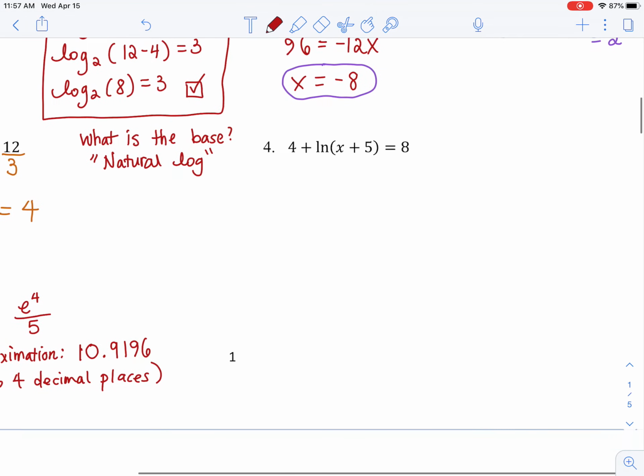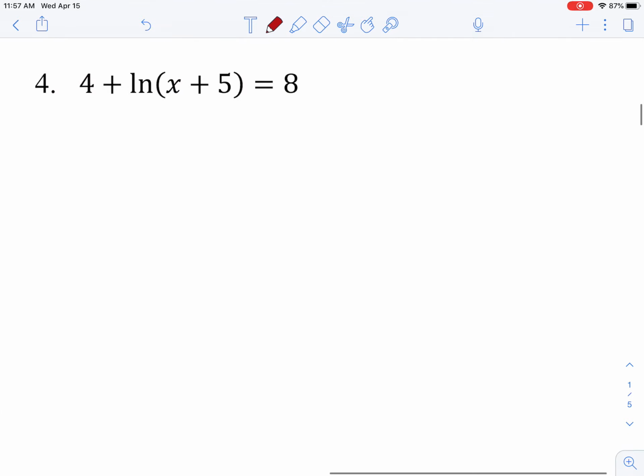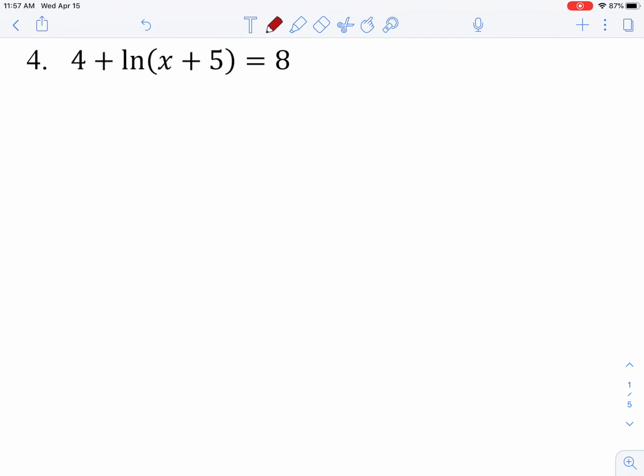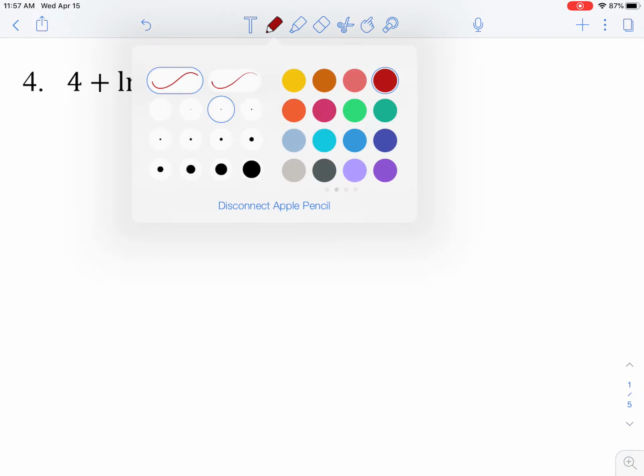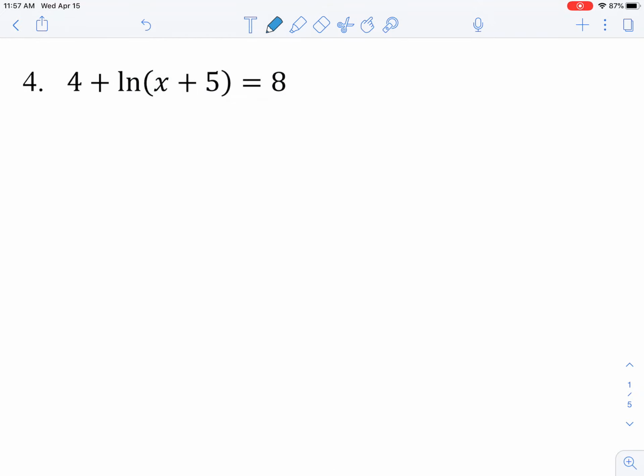But let's do one more. Let's do another logarithmic equation, or the natural log equation. Sorry about that. It got flipped. All right, let's solve this. Now, the previous one, we divided by 3 to start the problem, but we're not going to divide by 4 here. You see the 4 is positive, so to cancel out that positive 4, I'm going to subtract 4 from both sides.